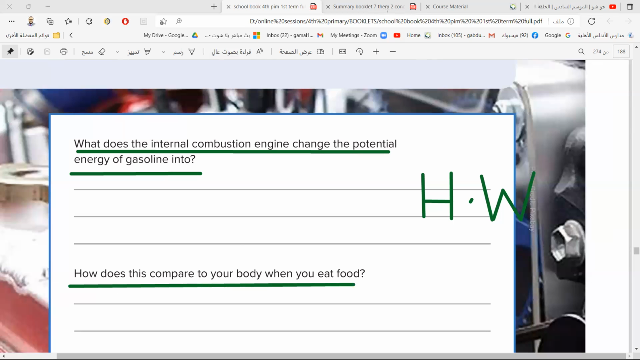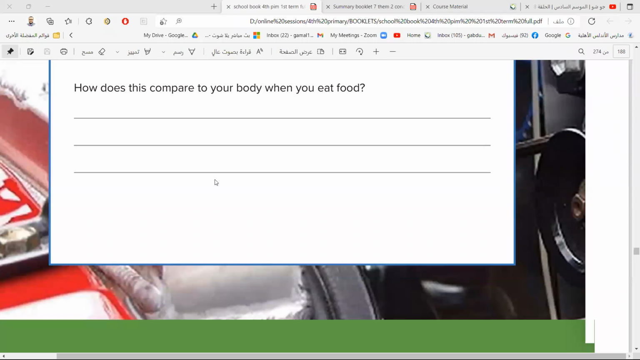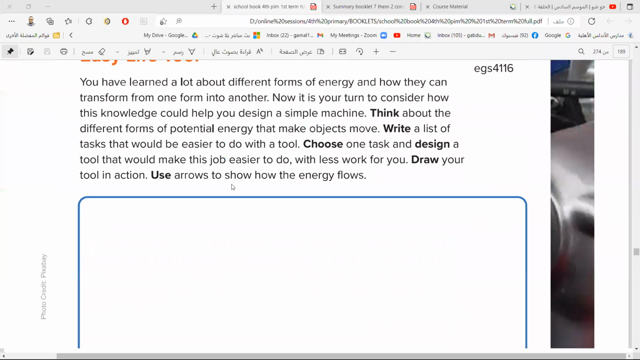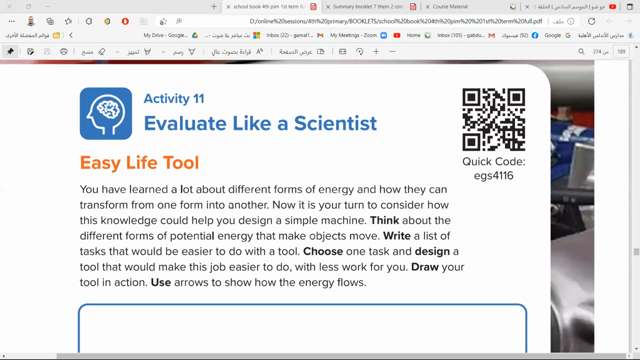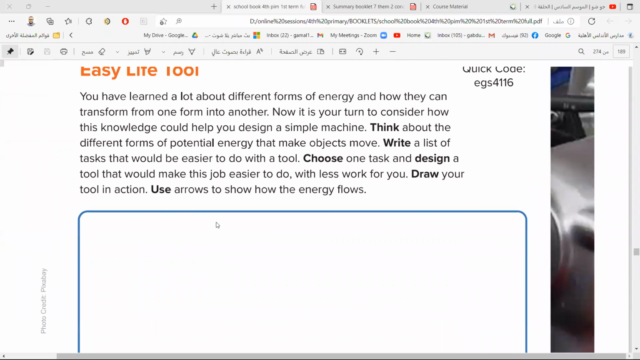We didn't finish. Just wait 1 minute. Chemical in the food changes into thermal energy. The food contains chemical energy, which changes into thermal energy. And we will stop here, shabab.